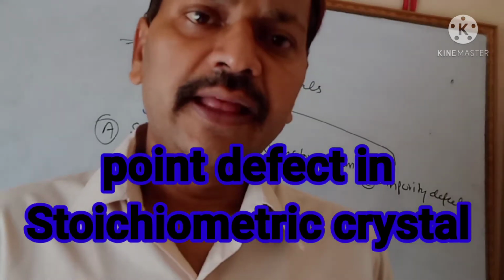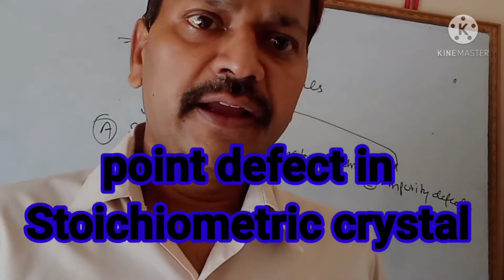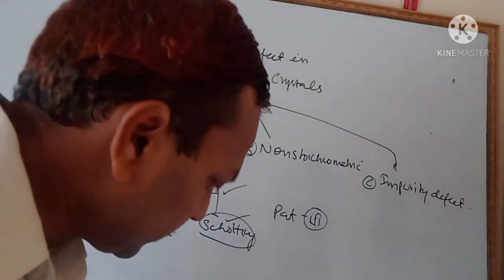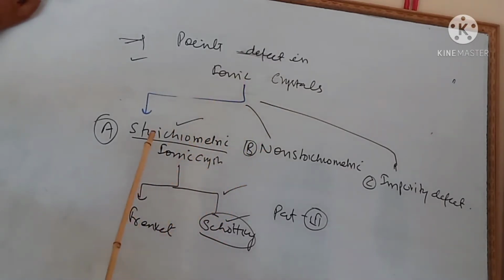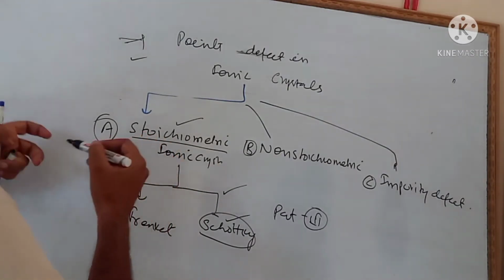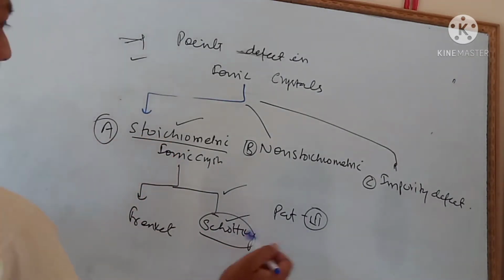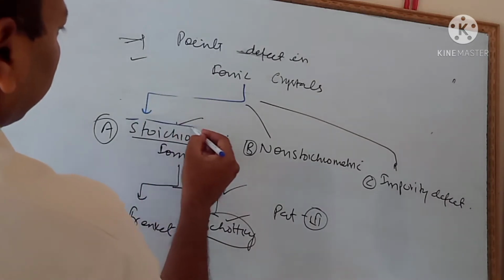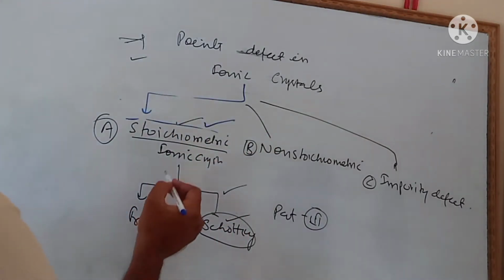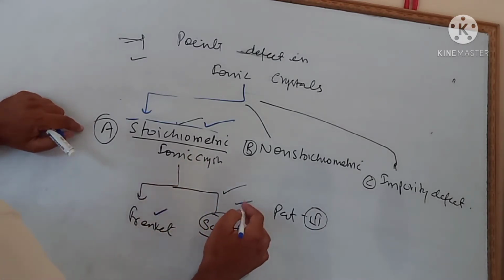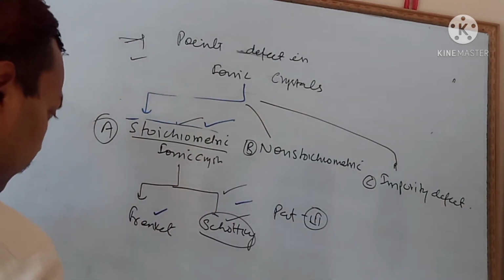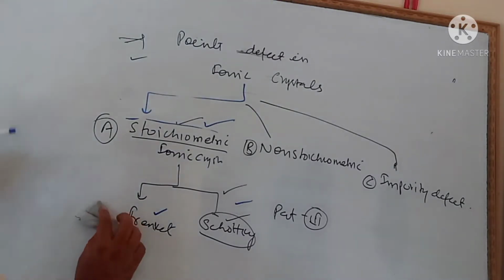In this topic comes the Frenkel defect. So see this: point defects in ionic crystals are stoichiometric, non-stoichiometric, and impurity. Now this is our topic of the day, the part 3 video: stoichiometric defects in ionic crystals, namely Frenkel defect and Schottky defect. First we will start with Schottky defect.